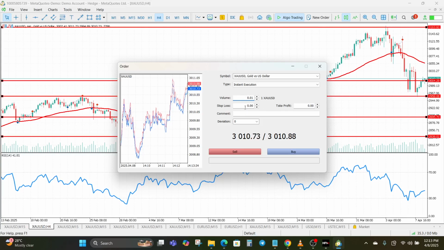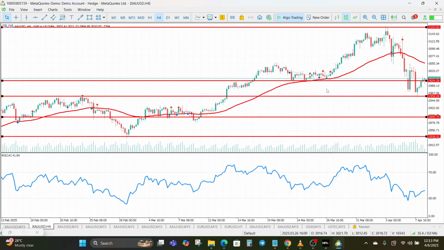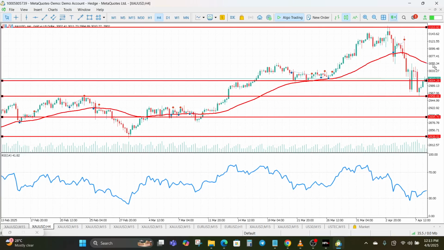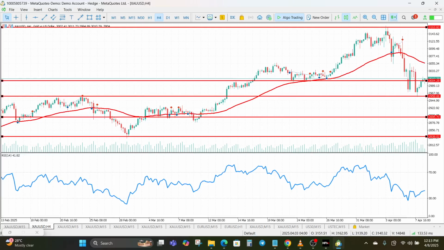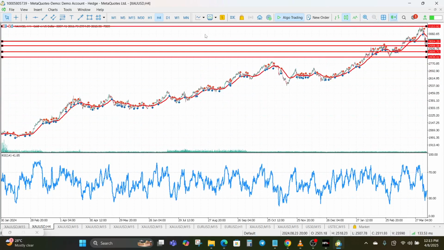Always use a stop loss and take profit based on nearby key levels, not random numbers. For example, if I'm going to enter, perhaps we are in a sell trend currently.